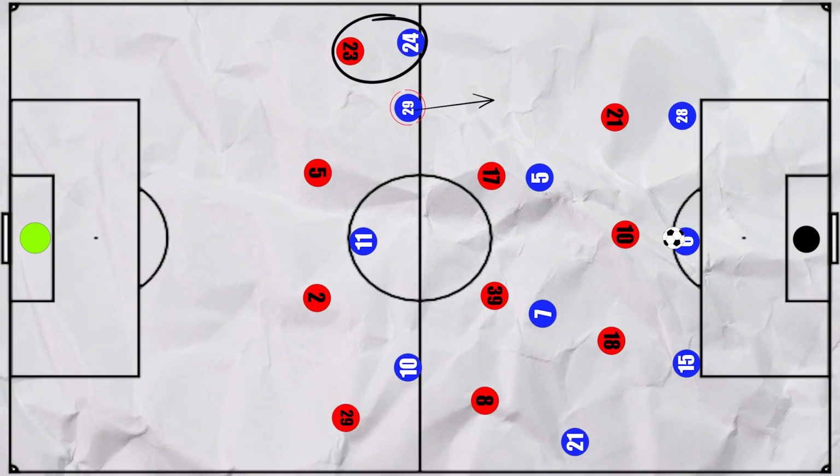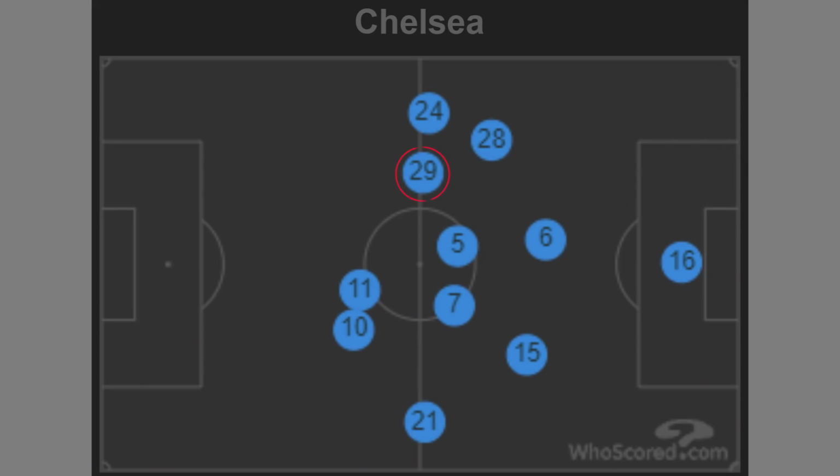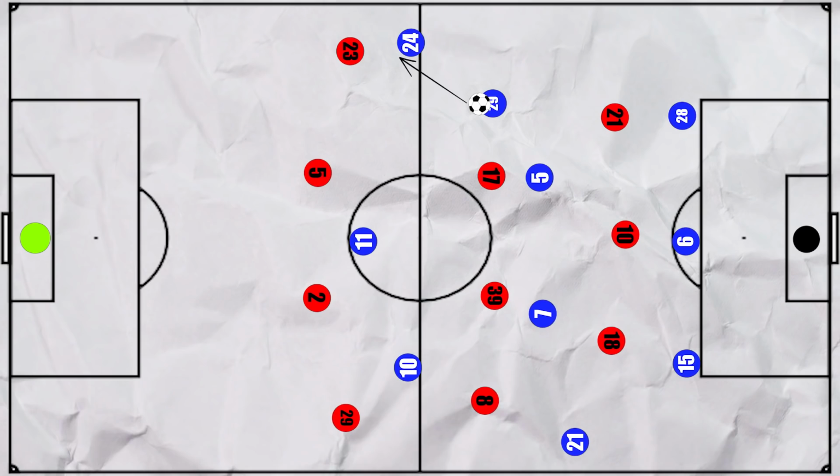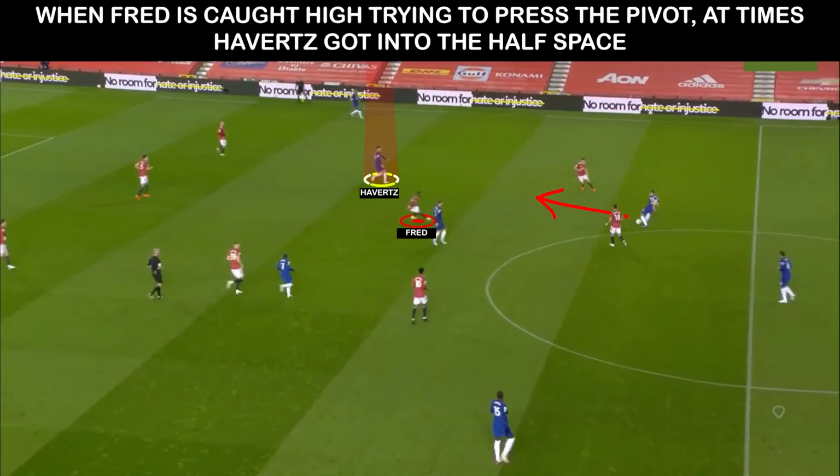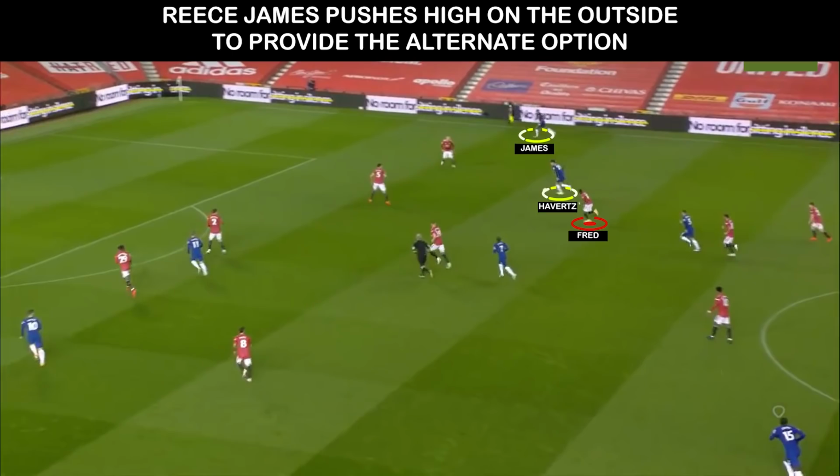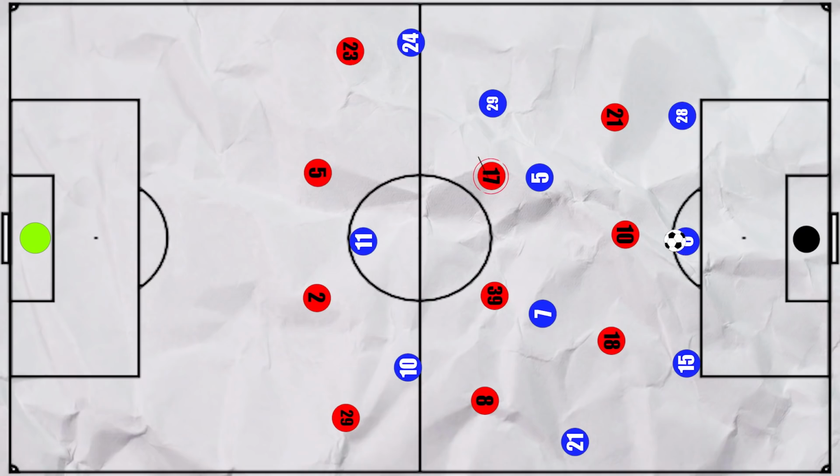However, at times, Havertz in particular looked to take advantage of this by dropping into the half space to pick up the ball, as we can see in the average positioning. When he did get the ball in these zones, he often looked to pick out James, pushing up on the outside of him. However, in most scenarios, Fred was disciplined in tracking him in this zone, and Fernandes could look to sit deeper on the man.